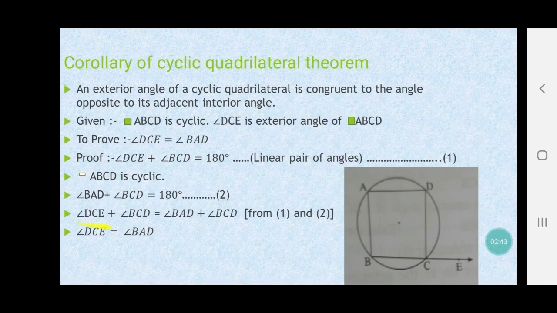Now when we equate this, what do we observe? We observe that angle BCD is on the left hand side and angle BCD is on the right hand side also. Common angles get cancelled. So what do we get? We get angle DCE is equal to angle BAD. So this is what we had to prove.